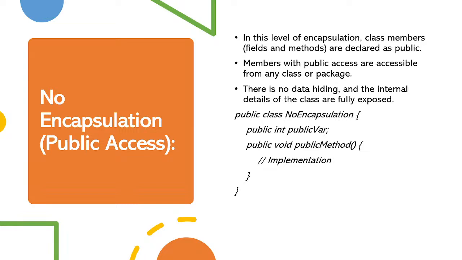So if you give public, what will happen? It can be accessed from any class. If you declare variables as public, or if you declare methods as public, then you can use that variable or method in any class. You can see how it will be given: public int, public var, or public void, public method. This is just an example I have given. If you give something like this, it can be accessed from any class. That is very important.